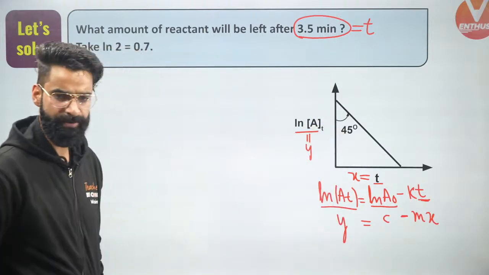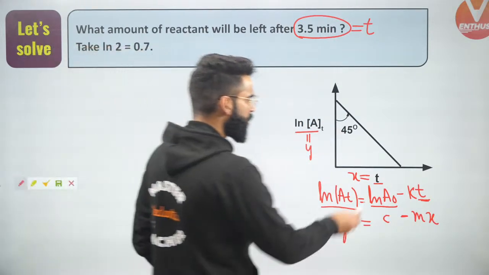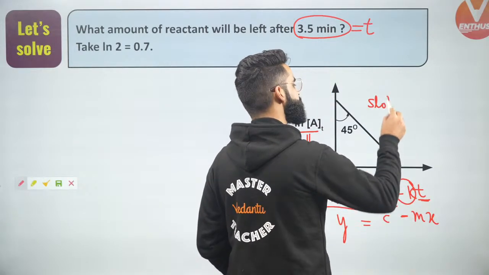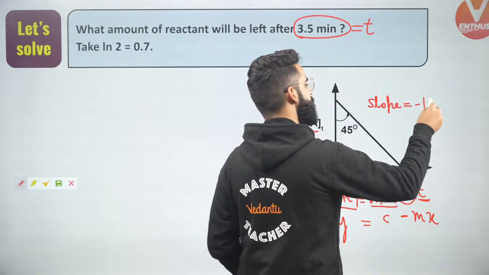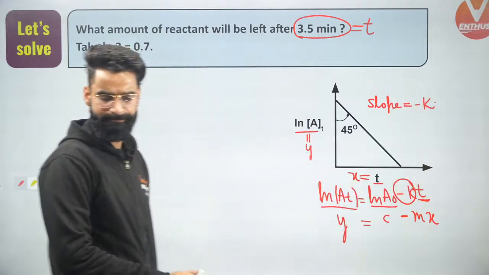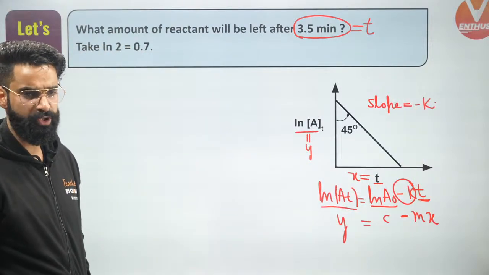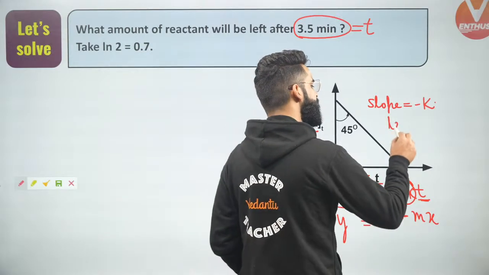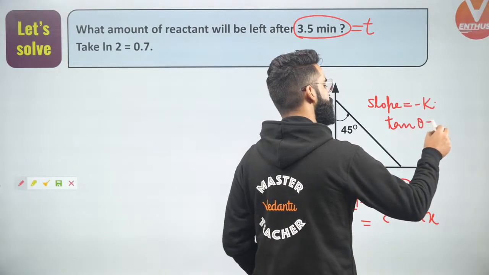So this is the curve which is given to me. Correct? Can I say the slope of this curve is equal to minus k right here? I got the value of slope is equal to minus k. Now people, what is slope basically? Slope is tan of theta. So tan of theta right here is equal to minus k.